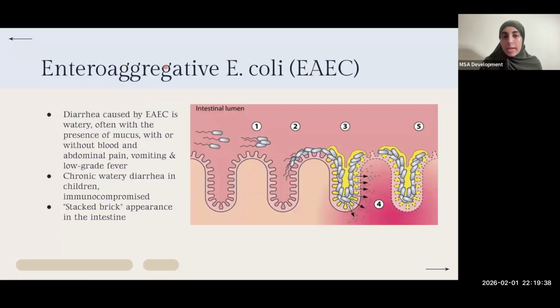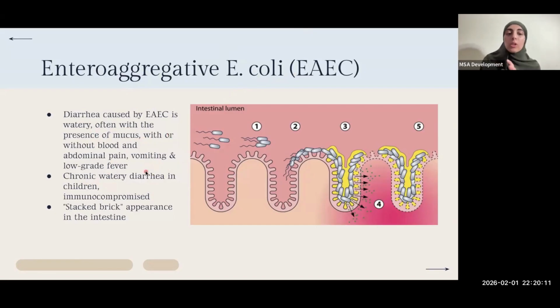The next type of E. coli is enteroaggregative E. coli. This is usually watery diarrhea, and there's presence of mucus. It may have blood, but not really, like it's not really the main picture of the disease. So the main thing is chronic watery diarrhea in children and immunocompromised patients. So this enteroaggregative E. coli is more so related to immunocompromised patients.